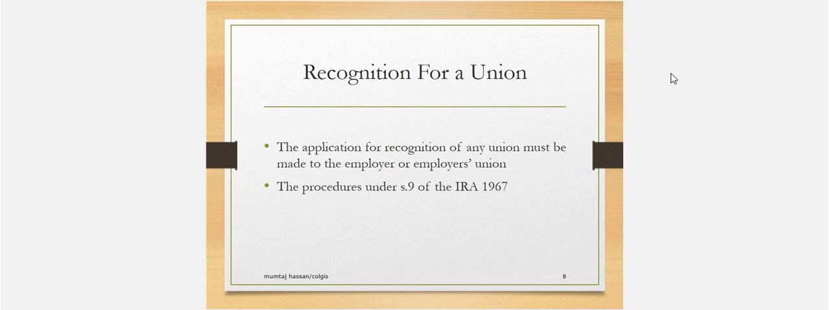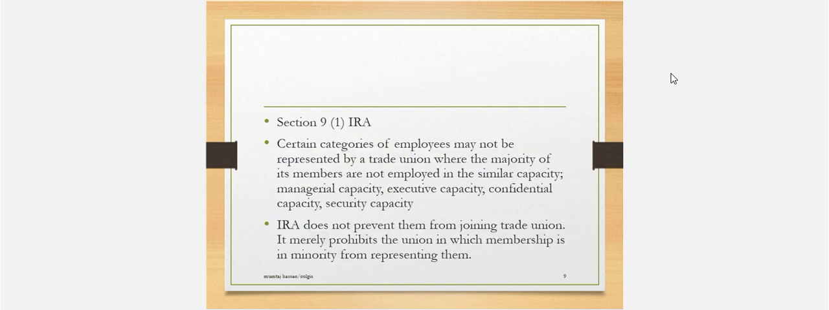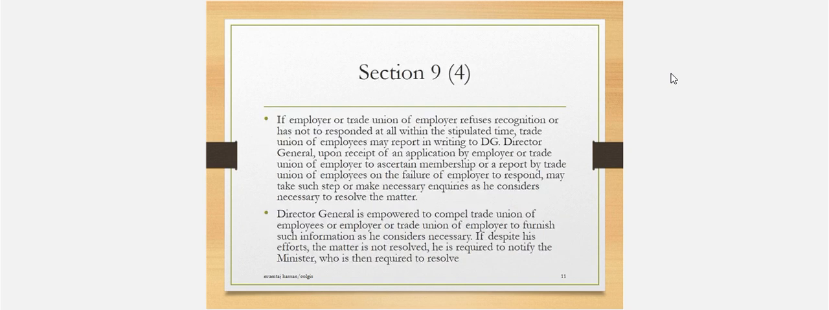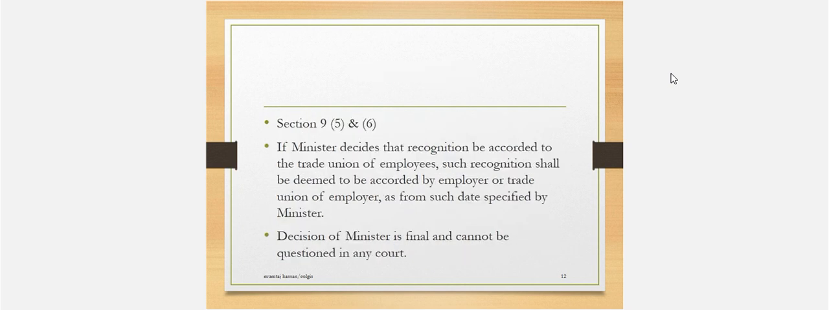So again, when there is a dispute, the trade union will refer the matter to the Industrial Relations Department, where the Director General is involved. Then the matter will be referred to the minister for settlement. The procedure for recognition is a bit long. I do not want to go through that.